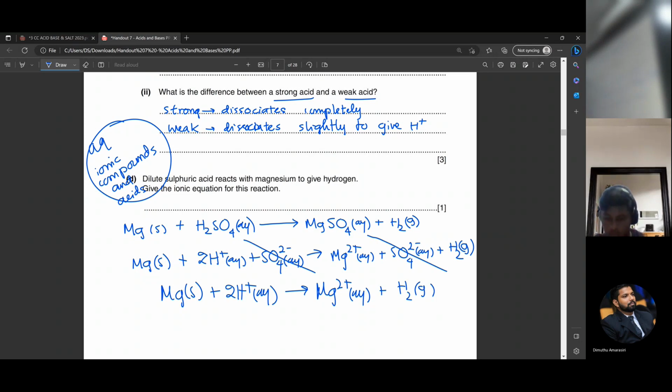I'm helping you guys, but the rest of the work you must do for yourself, right? If you are not doing it for yourself, don't worry, nobody else will. Oh, no, they didn't ask for the state symbols, therefore it's not compulsory.